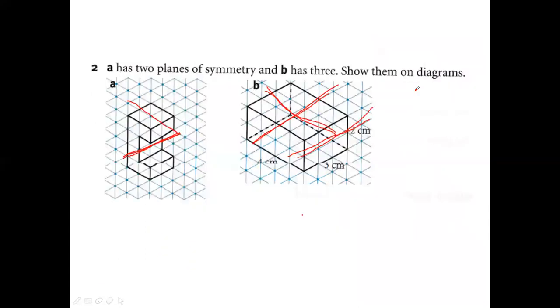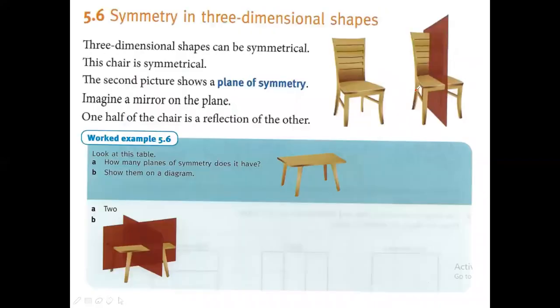This is our today's topic. Let's revise. Three-dimensional shapes can be symmetrical. In two-dimensional shapes, we have line of symmetry, but in three-dimensional shapes, we have plane of symmetry. Imagine a mirror on the plane. One half of the chair is a reflection of the other. The two parts look the same.